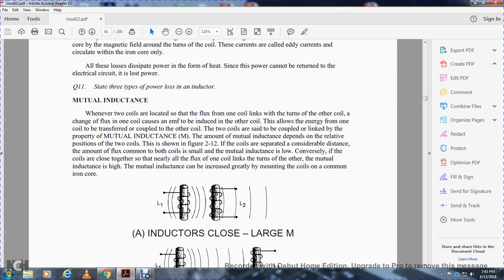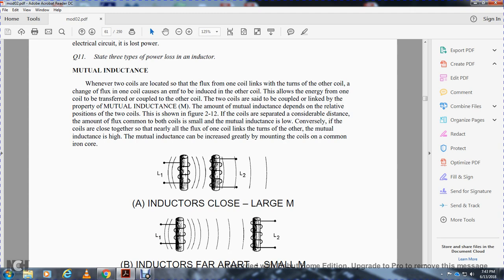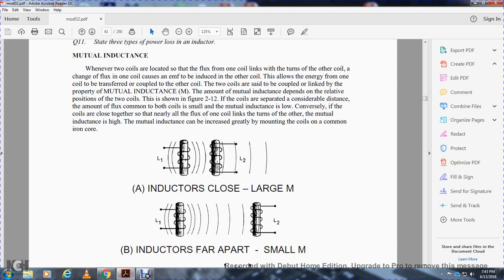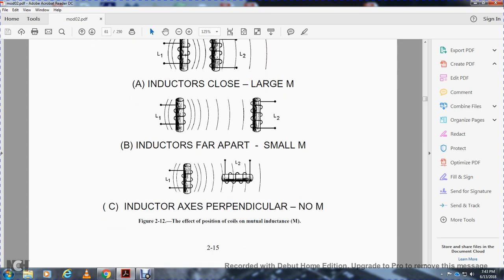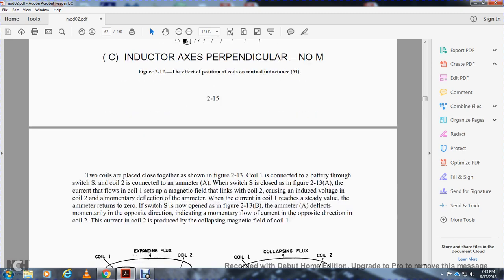Length of coil 1, length of coil 2. Notice that coil 2 has more wraps than coil 1. B shows the inductors far apart, with smaller M, or mutual inductance. C shows the inductor axes perpendicular, with no M. So this shows the effect of position on mutual inductance.